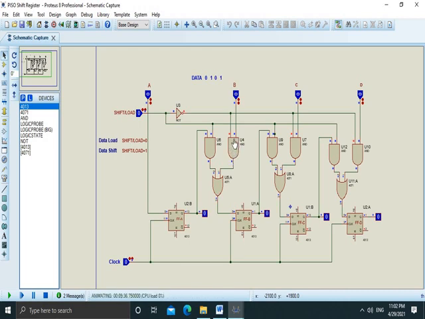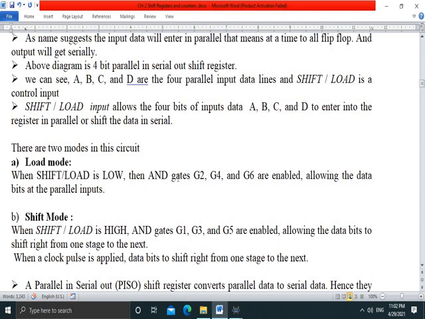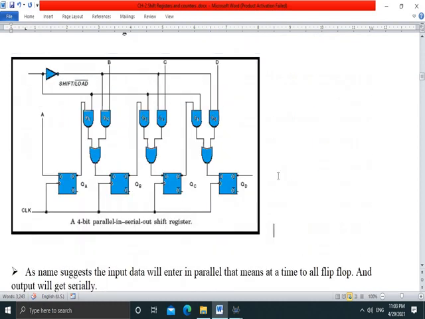Only this AND gate, this AND gate and this AND gate are in working position, because if the shift or load line is 0, then at the output of the NOT gate it is 1. So 1 is received here, here and here. So one input of each of these AND gates is 1. That's why we have written them as AND gates G2, G4 and G6 are enabled.